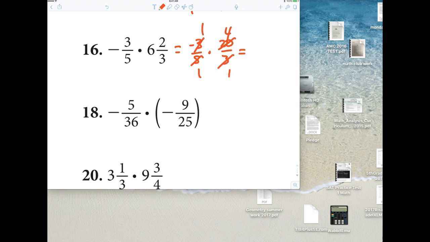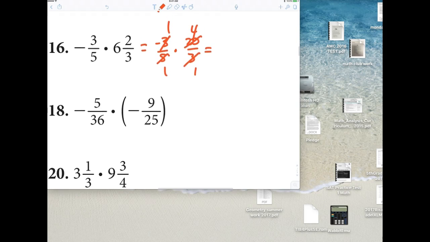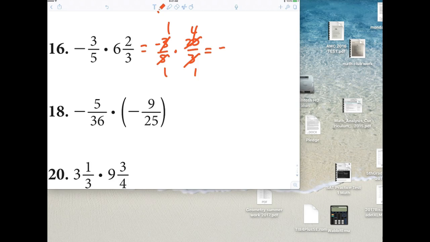So your final answer, buddy. Don't make a mistake. It is negative 4 over 1. Very good. Most times kids forget the negative, so that's why I like to write the negative first. That way I don't forget. Save yourself lots of problems.